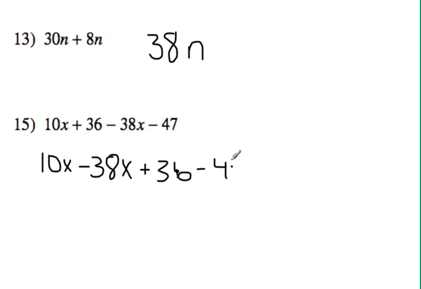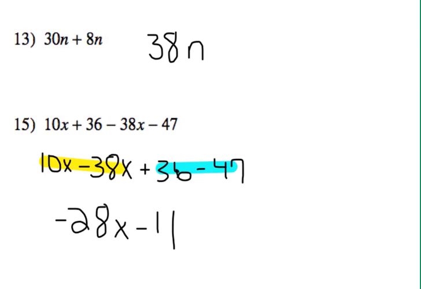Now remember, we can only add terms together that are the same. So as we look through this, these two are the same, and these two are the same as each other, but they're different than these two, so we can't combine them with those. So here if we have 10 x's and we subtract 38, we get a negative 28x. If we take 36 and we subtract 47, we're going to get a negative 11. So that is what it looks like simplified.